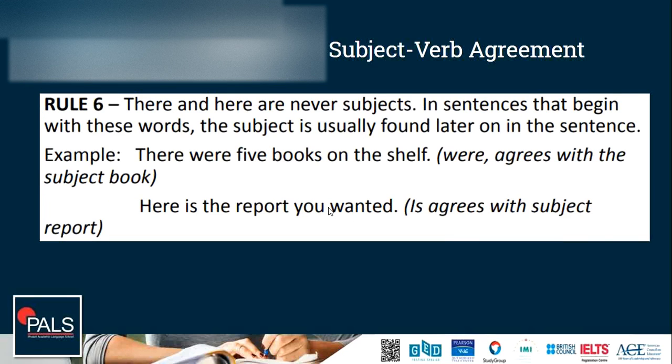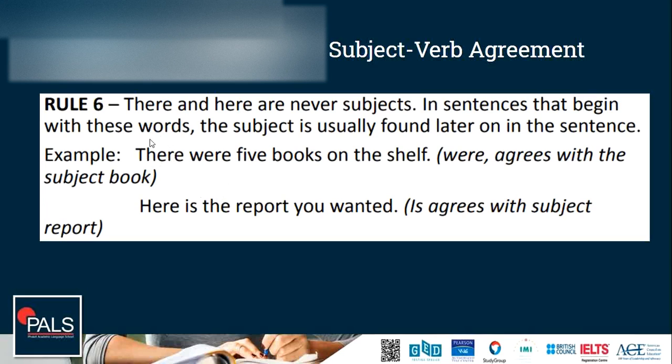Rule number 6, there are never subjects. There and here are never subjects. In sentences that begin with these words, the subject is usually found later on in the sentence. So, there were 5 books on the shelf. The verb comes first rather than the subject. 5 books is the subject here, but were comes first, okay?